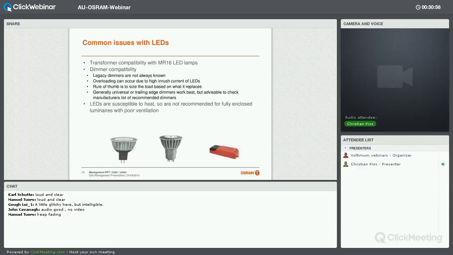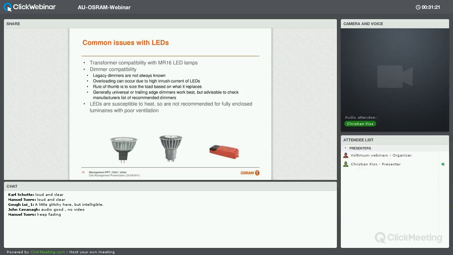So going on to common issues with LEDs. I've already sort of spoke about this: transformer compatibility with MR16 lamps, and really it's any low voltage lamps, including G4 bi-pin type lamps and MR11 as well. Again, because of low wattage load, some transformers don't like it very much. Basically, the electronics weren't really designed for one another.